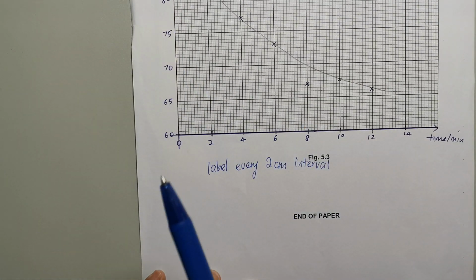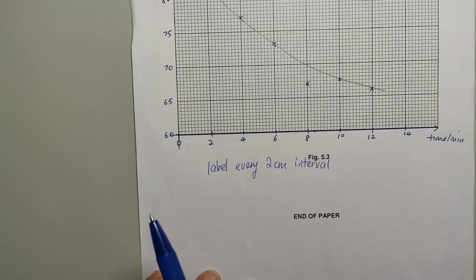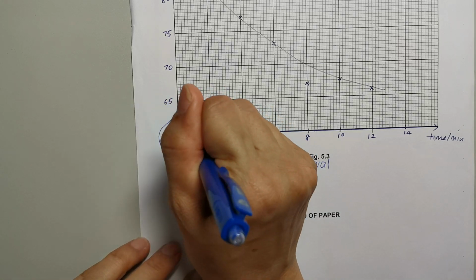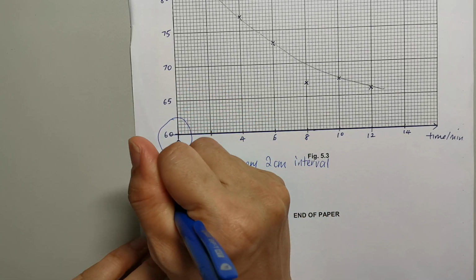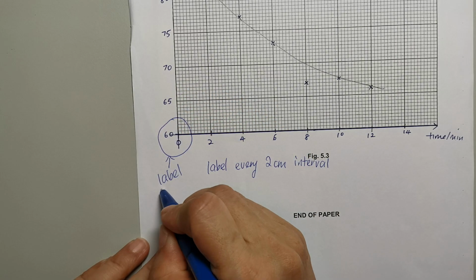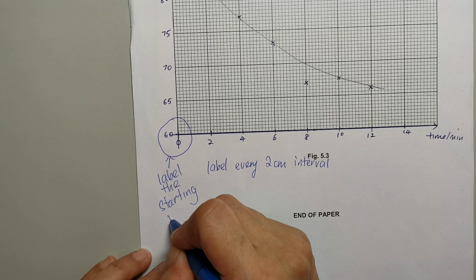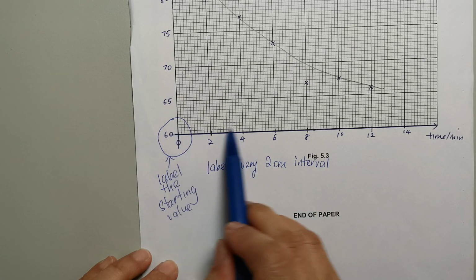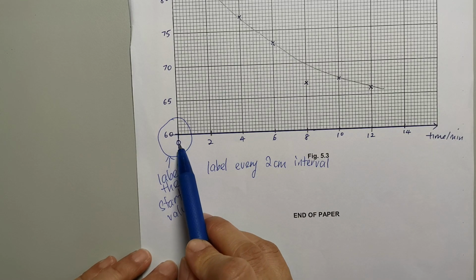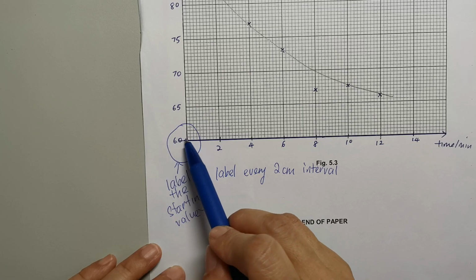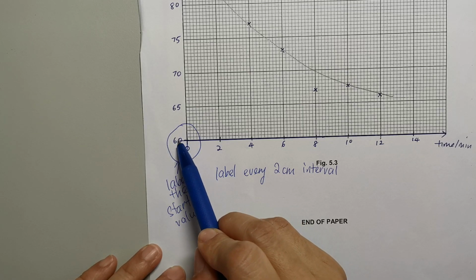X and Y do not need to start from the same number, neither do they need to have the same scale. But whatever number you start with, you must always remember to label the starting value. So for X, I start with 0, so I'm going to put 0 here. For Y, I start with 60, so I will put 60 over here. You must remember to label this point.